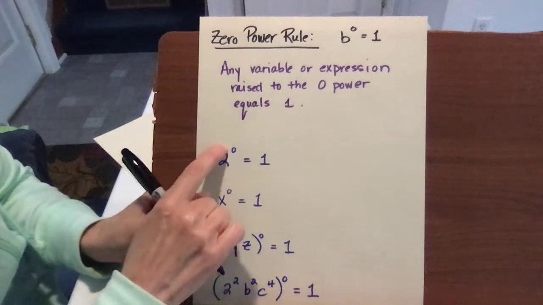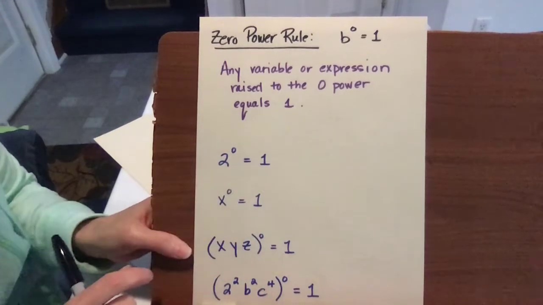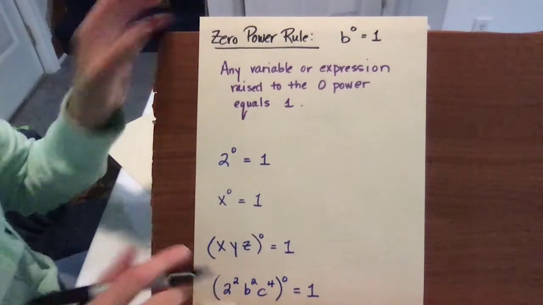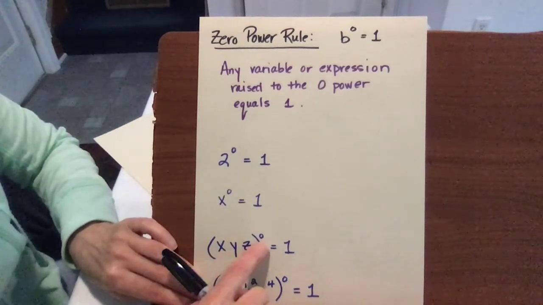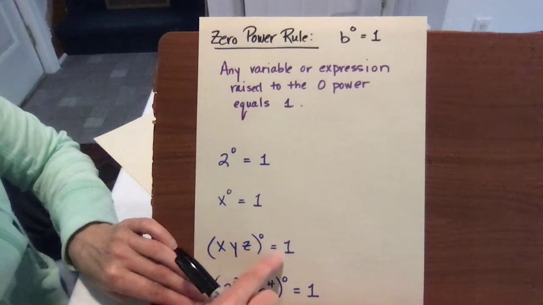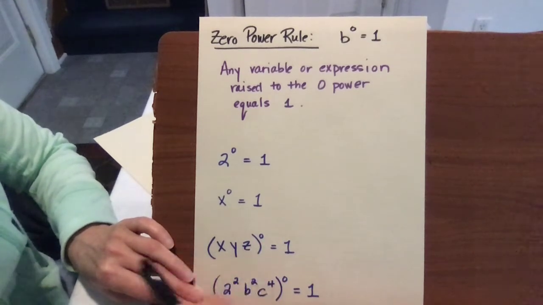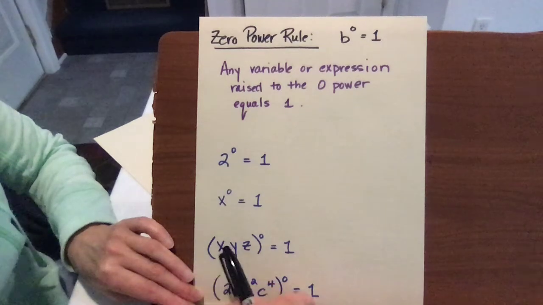Any variable or number or expression that is raised to the zero power always equals 1. So 2 raised to the 0 power equals 1. x raised to the 0 power equals 1. The expression xyz, all raised to the 0 power, equals 1. 2 squared, b squared, c to the 4th, all raised to the 0 power equals 1.